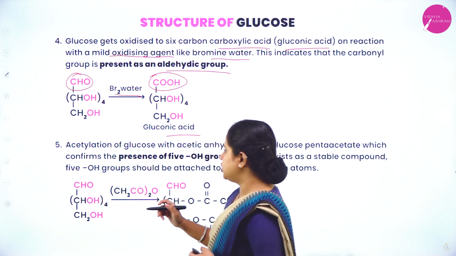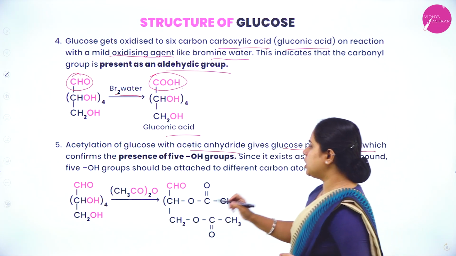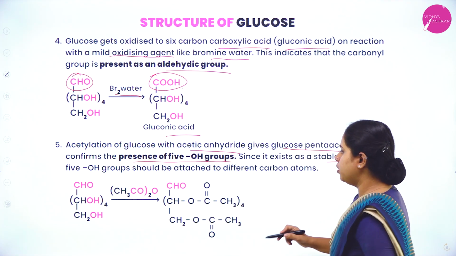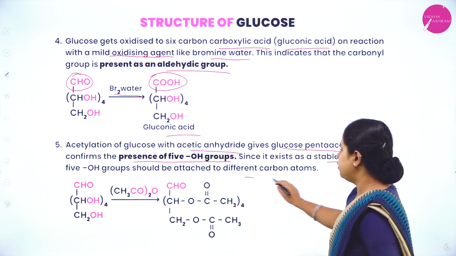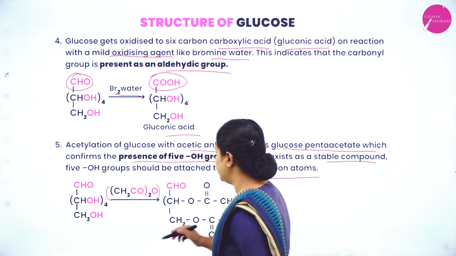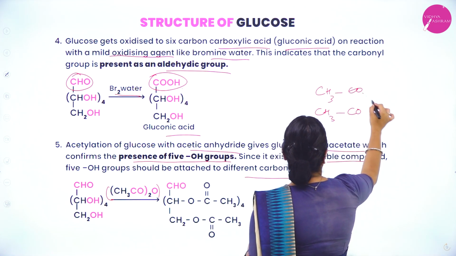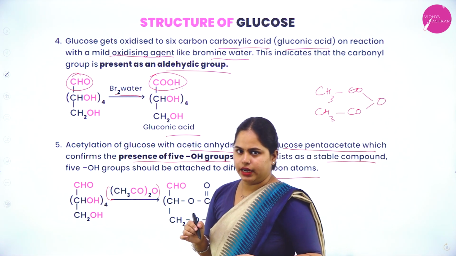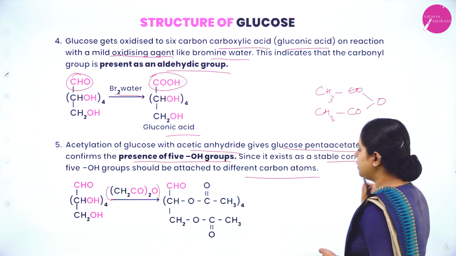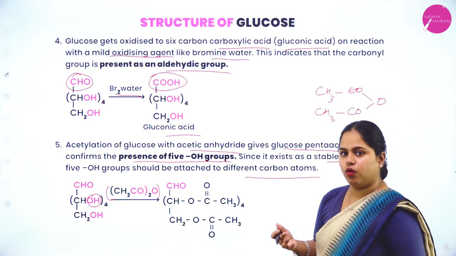Next one, acetylation of glucose with acetic anhydride gives glucose pentaacetate, which confirms the presence of 5 hydroxyl groups. Since it exists as a stable compound, the 5 hydroxyl groups should be attached to different carbon atoms. So glucose, when it was made to react with acetic anhydride, that is (CH3CO)2O, which is called acetic anhydride, we got glucose pentaacetate. So this was the structure you are getting. The anhydride part was added there.